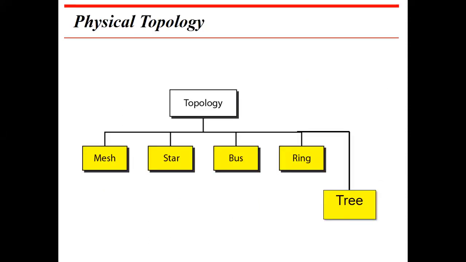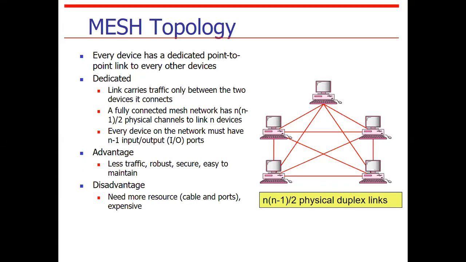Next, how to connect the nodes? That is the physical structure of the devices, which is called the physical topology. Here, different types of topologies are available: mesh topology, star topology, bus topology, ring topology, and finally tree topology. First, mesh topology. Here, 5 nodes are fully connected.